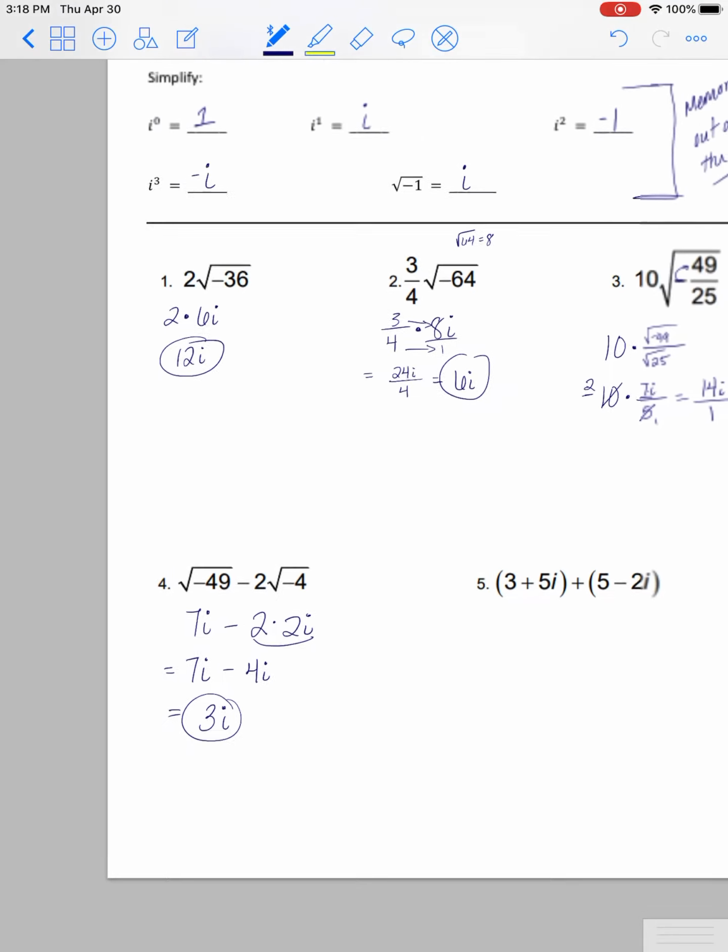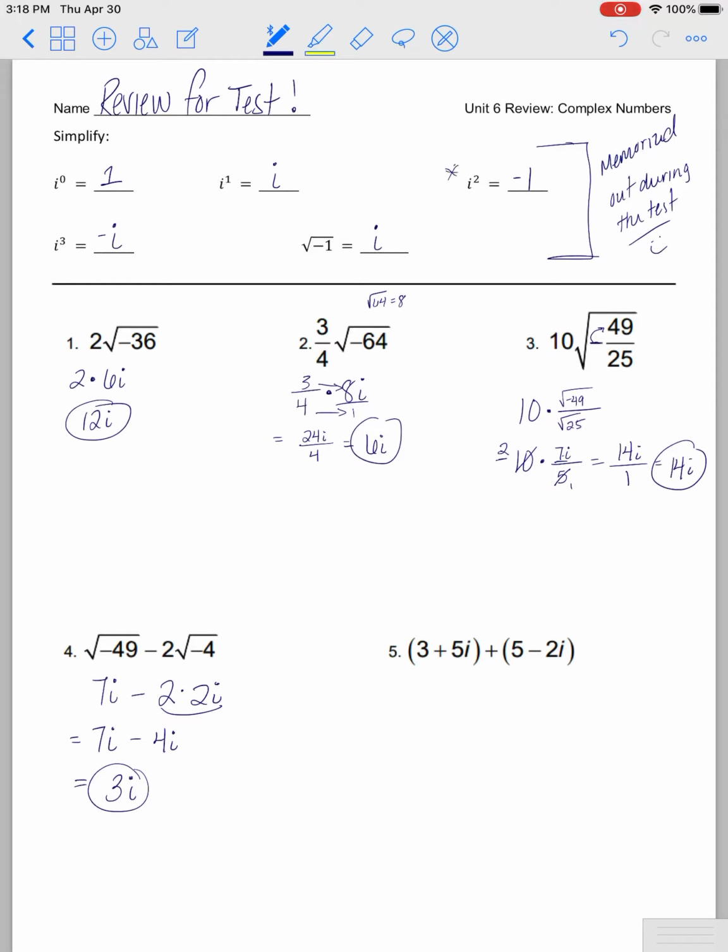And again, I haven't gotten into any of my i squareds or anything that I would use, say up here, like this one or this one. So I'm not going to worry about that. It's just i.